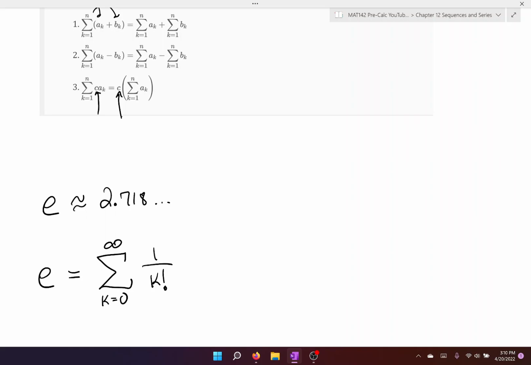In fact, to be honest with you, this is exactly how your calculator works. Whenever you type in e and hit enter, it doesn't have e stored. It has this summation, and it just adds up however many terms it needs to display it on your screen. I think the TI-83 is only good to about 10 or 11 decimal places. Anything after that, your calculator just says, well, we're going to round it to the 11th decimal place and call it a day.